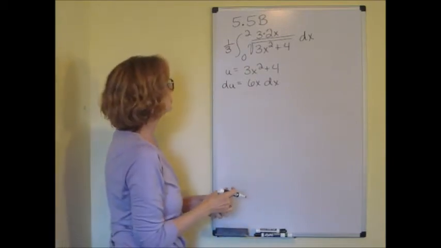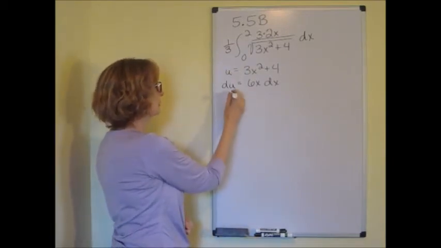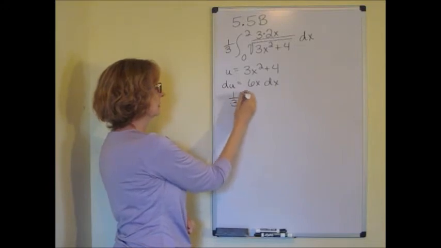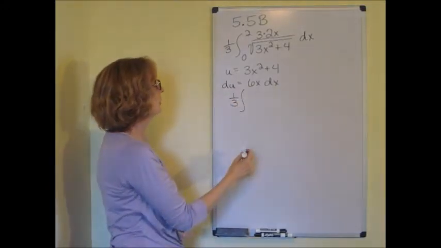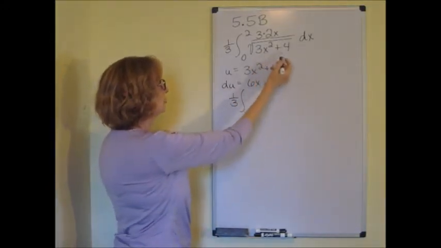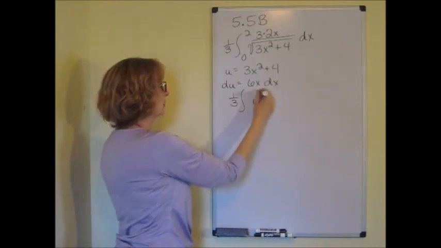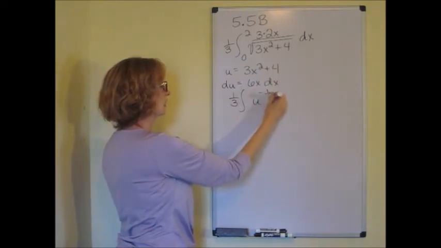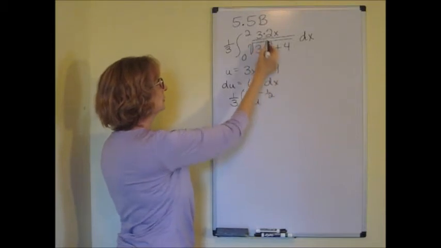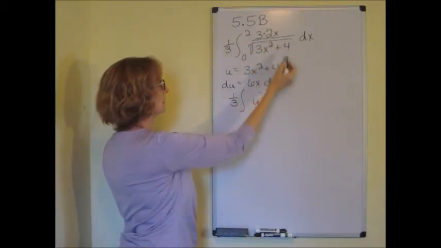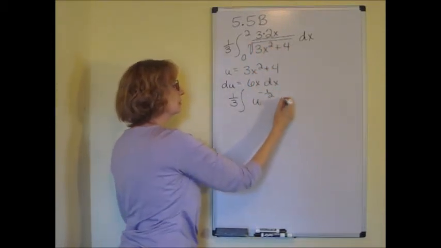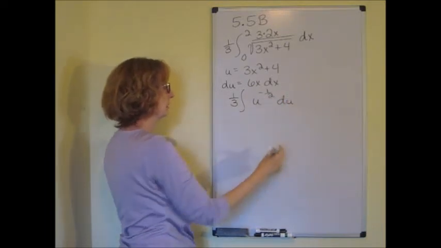And remember, if you multiply by 3, you have to divide by 3 on the outside to compensate. So let's see what we've got now. I've got 1/3 times the integral, and what I have is u to the negative 1/2 power, since it's in the denominator there. And then 3 times 2 is 6x dx, which is exactly my du. So I have what I need.